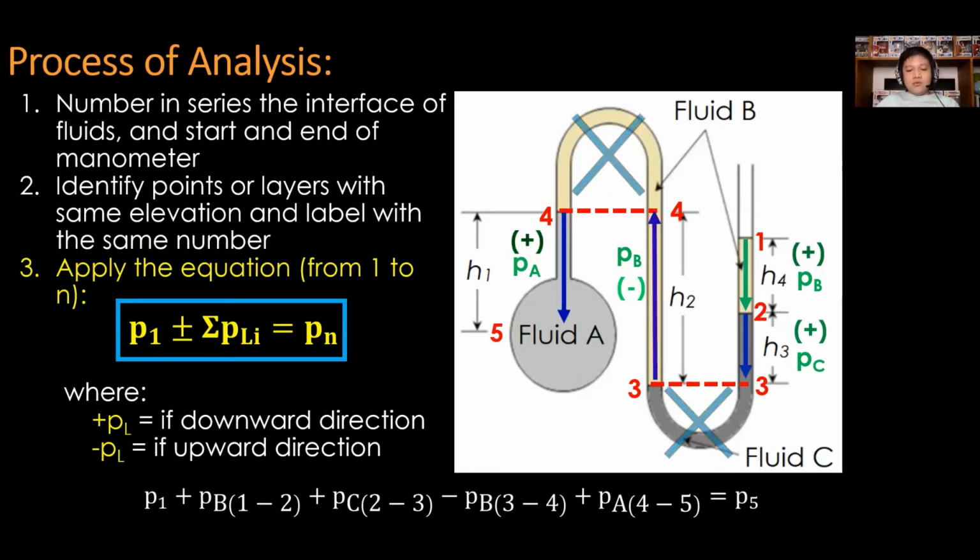Applying the equation for this sample manometer, start at P1 to P sub n, that is 5. So, P sub 1 plus P sub B from 1 to 2 plus P sub C from 2 to 3 minus P sub B from 3 to 4 plus P sub A from 4 to 5 equal to the last point, that is P sub 5. But for end or ends exposed to the atmosphere or free surface, the pressure is 0. For this sample, P1 is exposed to the atmosphere, therefore P1 is equal to 0.